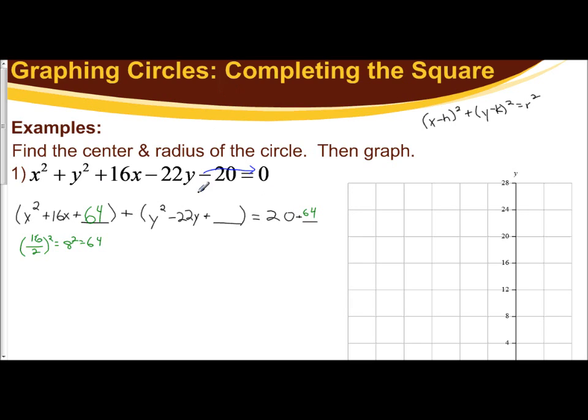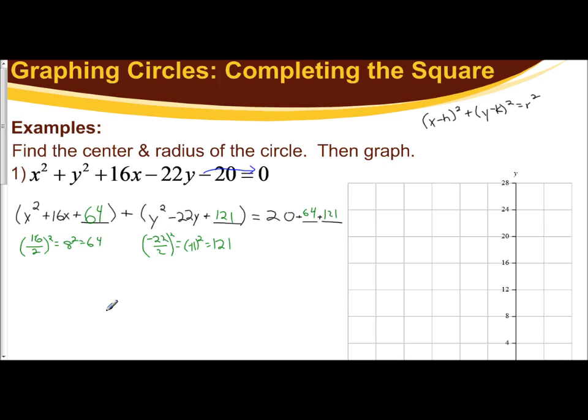It's the same idea. I'm going to take half of negative 22 and then square it. So that's negative 11 squared, which is 121. So I put 121 here to keep the equation balanced. I'm going to have to put it on the other side as well. And so there's plus 121. So the same rules apply. If you complete the square on one side, you have to make sure you put the same value on the other side. And now you simplify it.